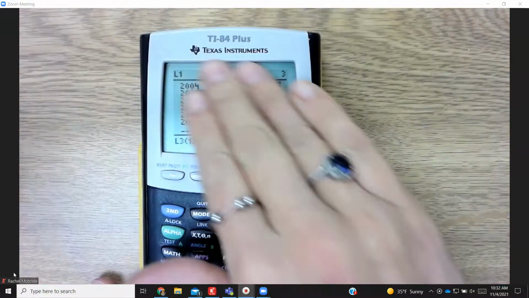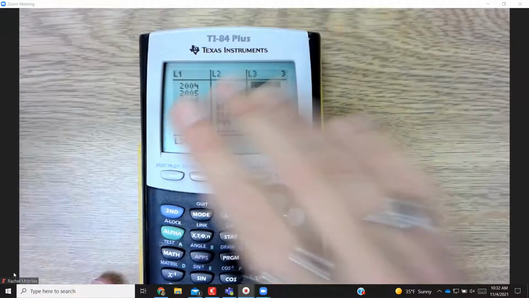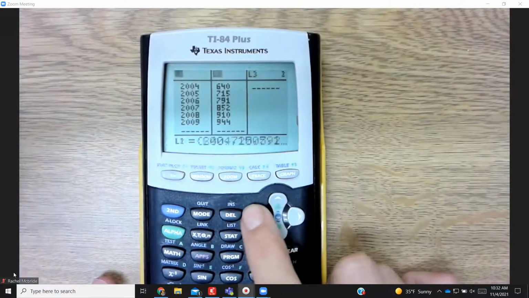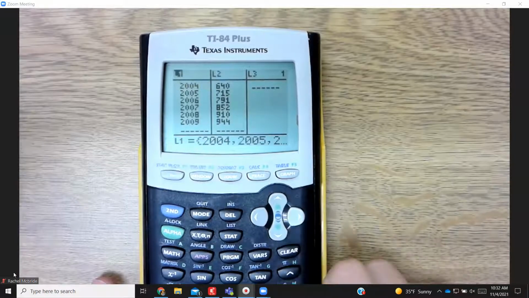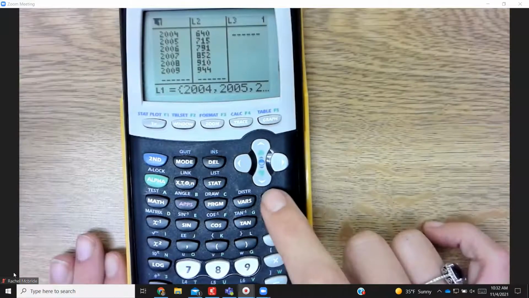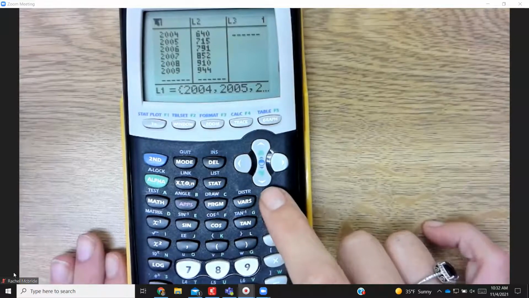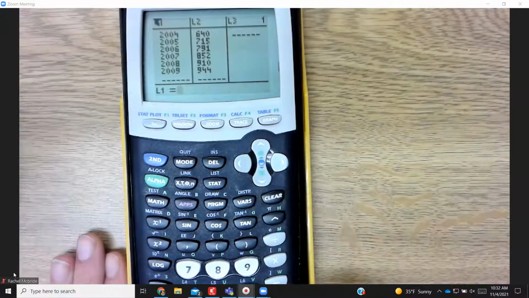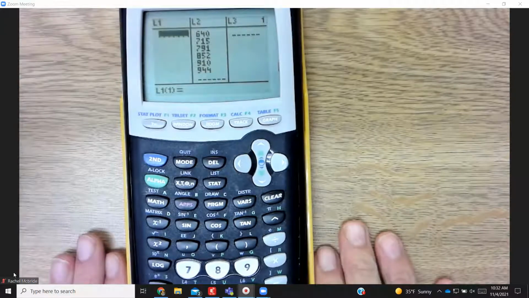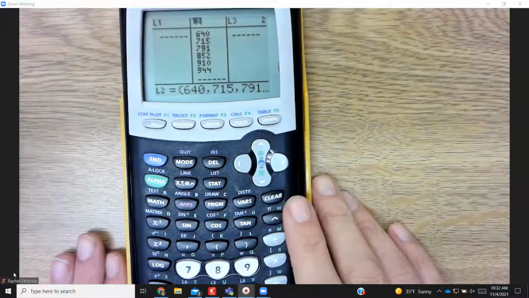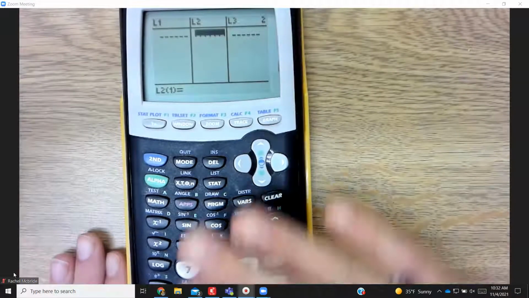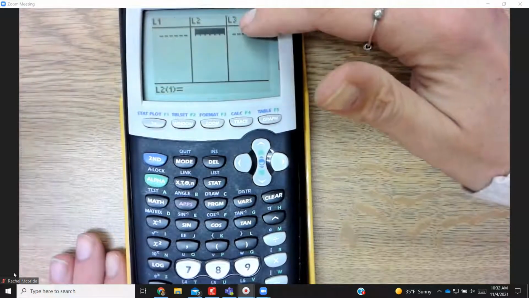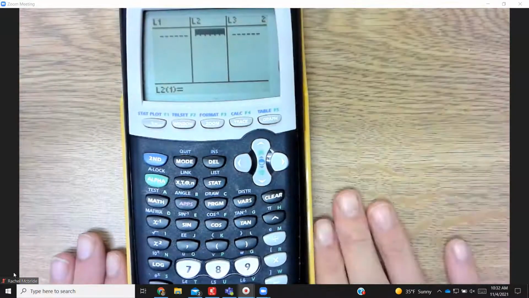Now, if there's data in your L1 and L2, you're just going to arrow to the top of L1 and L2. So you're going to use the little arrow keys to get to the top. You're going to hit clear, not delete, clear, and enter. Go over to L2, clear, and enter. So everybody should have an L1 and L2 and L3 and blank areas.